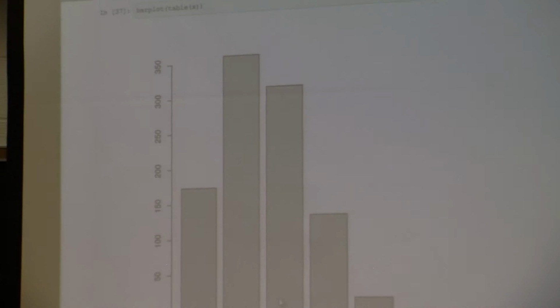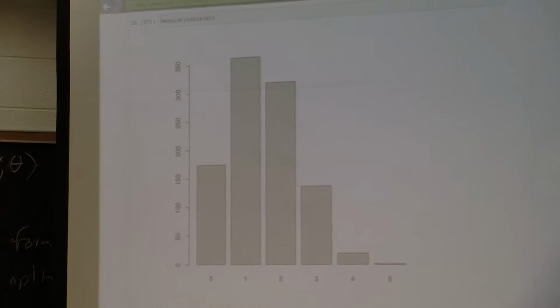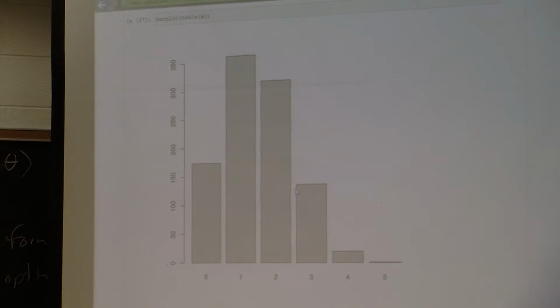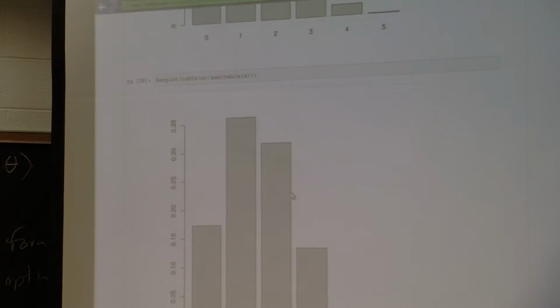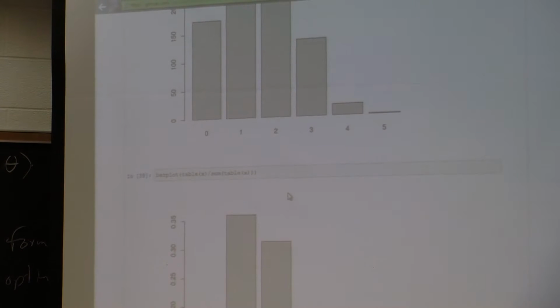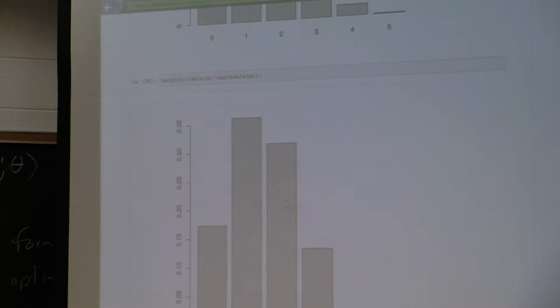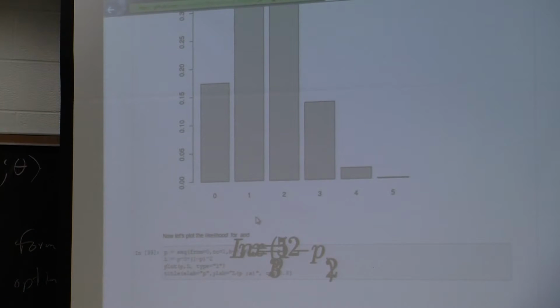All right, it looks sort of very approximately normal. If the numbers were much bigger, it would look better. So that's the counts. I can divide by the sum to get the proportions. So that's the probabilities.